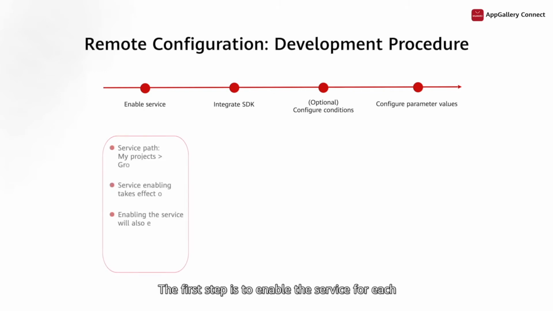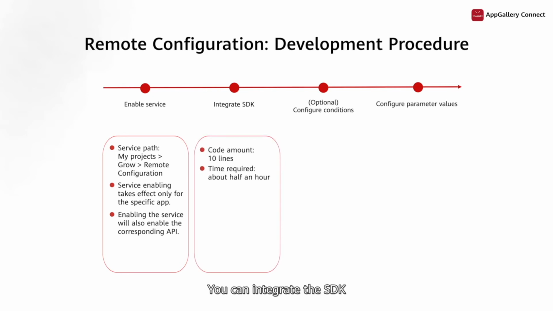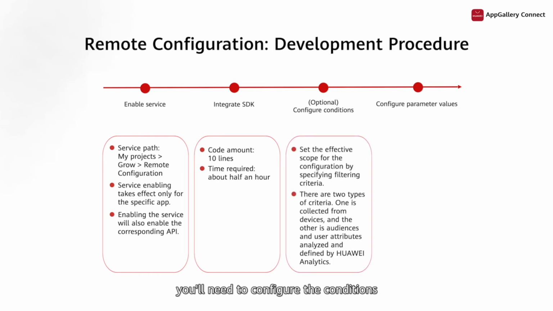Here's what you need to do if you wish to use remote configuration. The first step is to enable the service for each one of your apps in AppGallery Connect. When you enable the service, you also enable its API. You can integrate the SDK with only 10 lines of code, which will take about half an hour to complete. Once done, you'll need to configure the conditions.